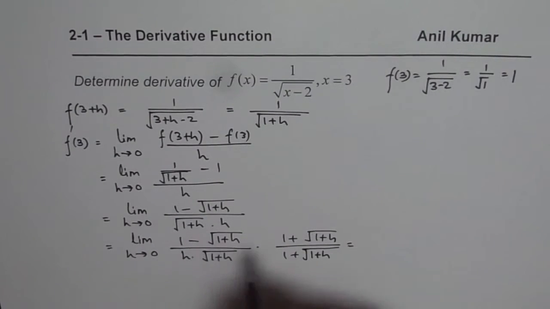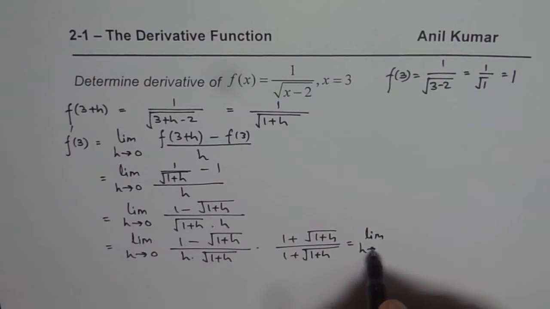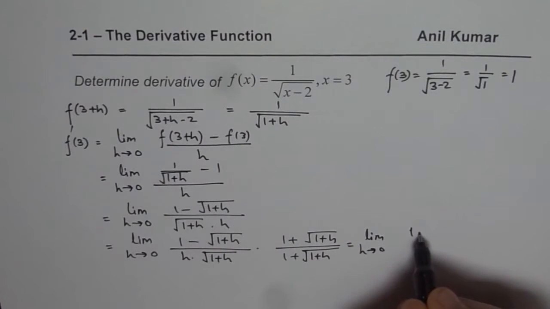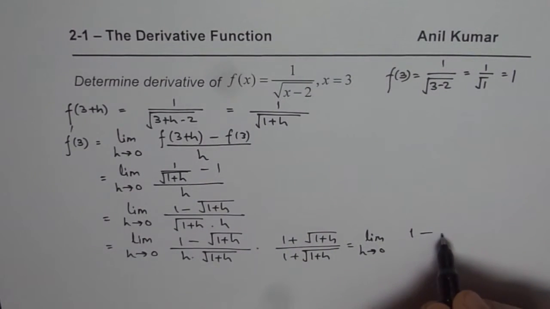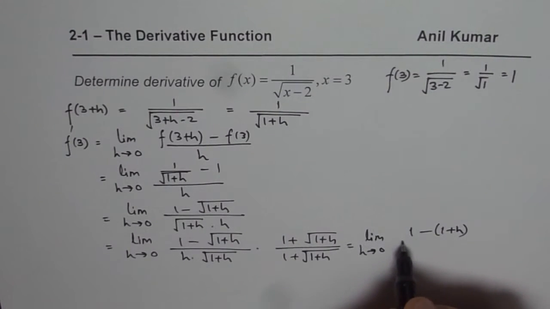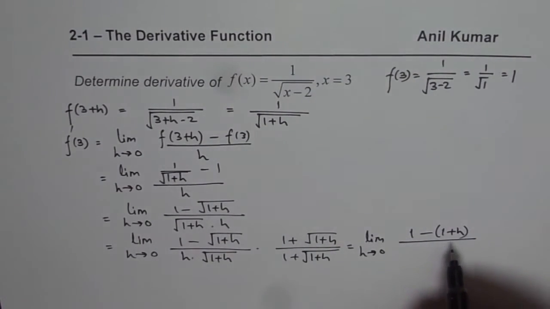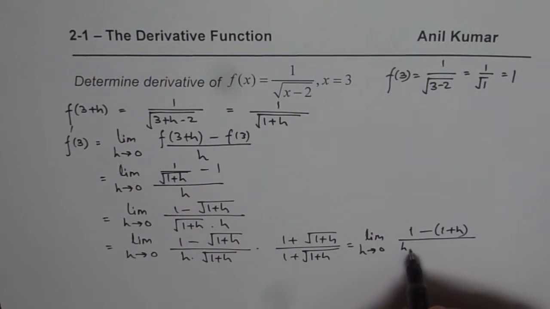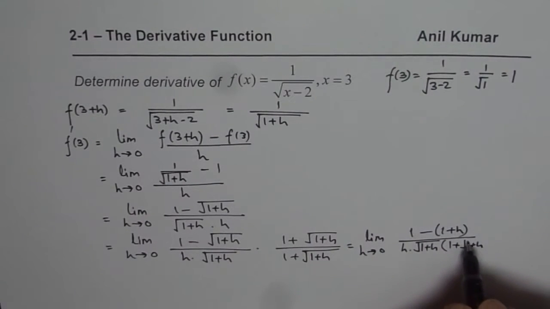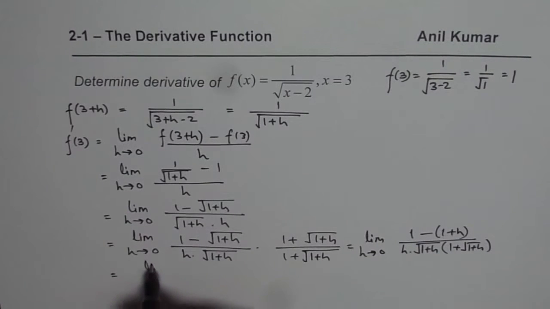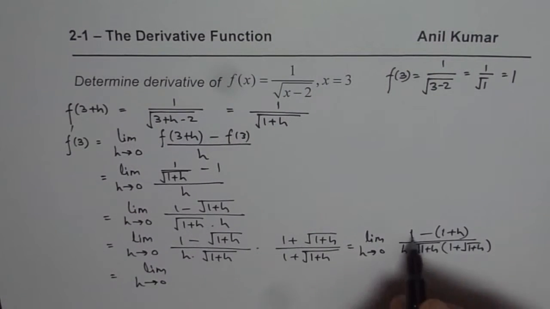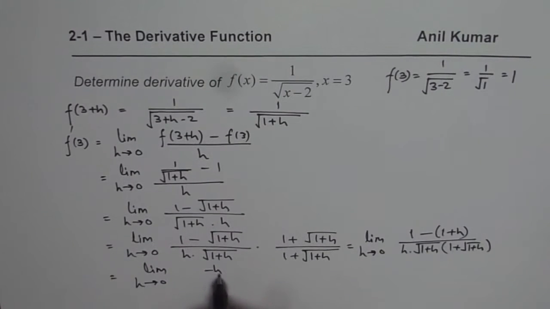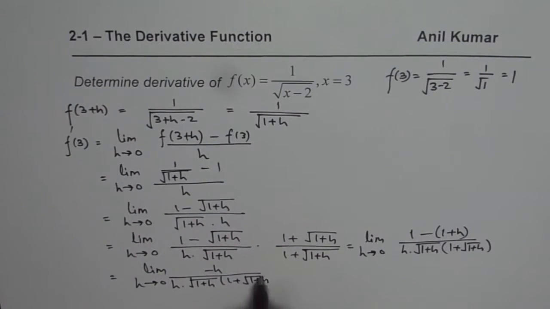So when you do that, you get a difference of squares in the numerator. That leaves us with 1 square, which is 1, minus square root of 1 plus h whole square, which is 1 plus h. Always put it in brackets, otherwise you might make a mistake. And here we have h times square root of 1 plus h, within brackets 1 plus square root of 1 plus h. Now the numerator, when you open the brackets, 1 minus 1 is 0, you're left with minus h divided by h times square root of 1 plus h times 1 plus square root of 1 plus h, right?